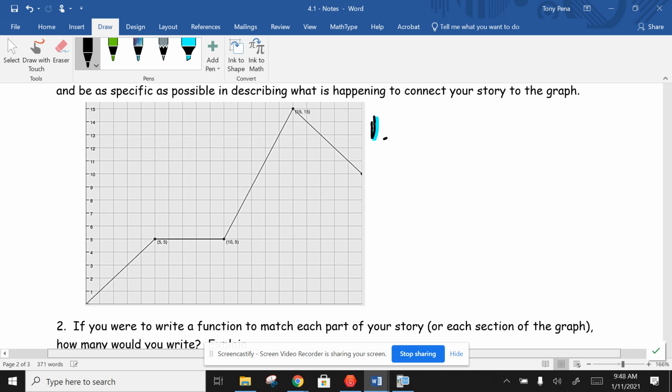Anybody got us? So think about what this is saying. Here's our x-axis. Here is our y-axis.